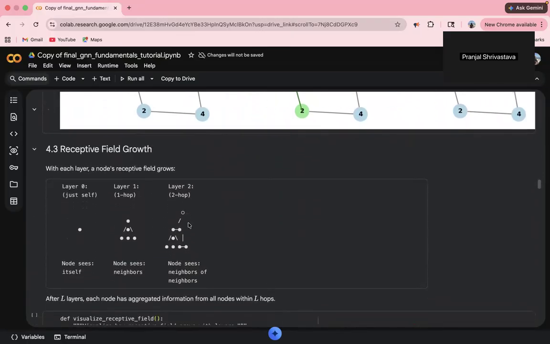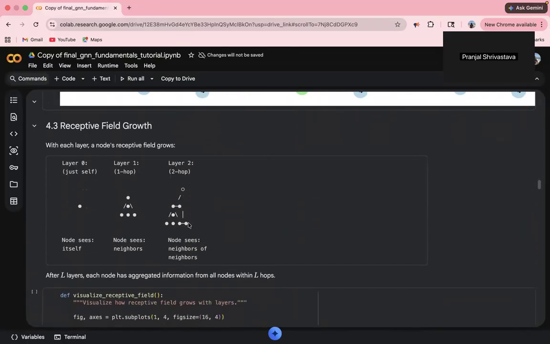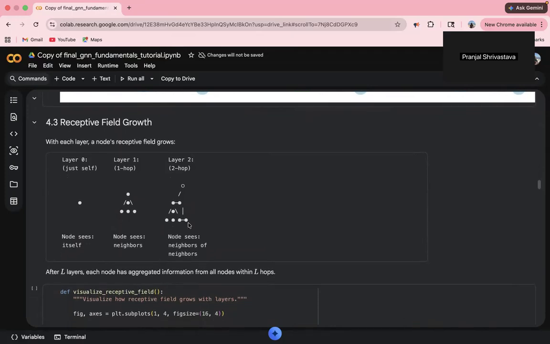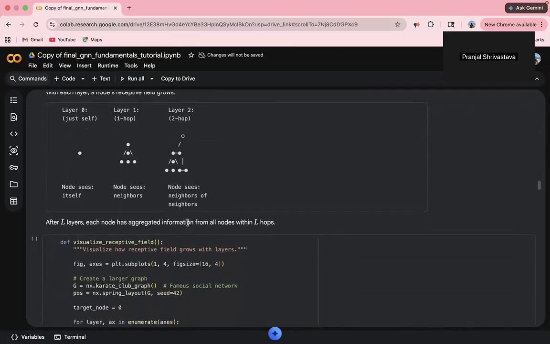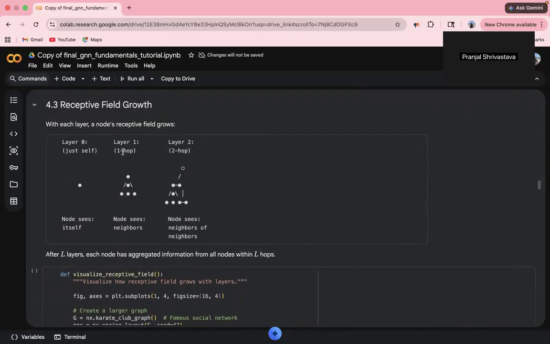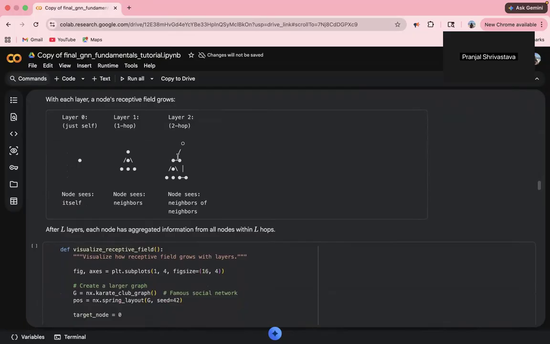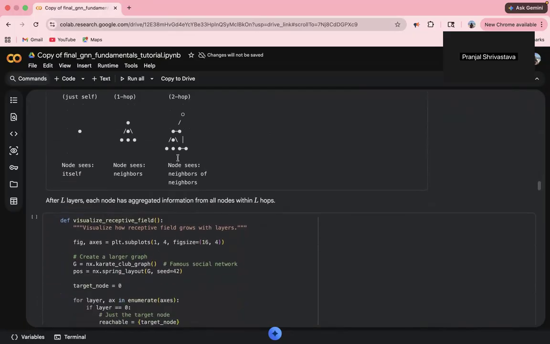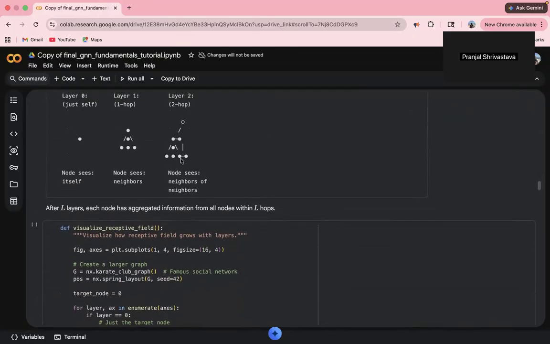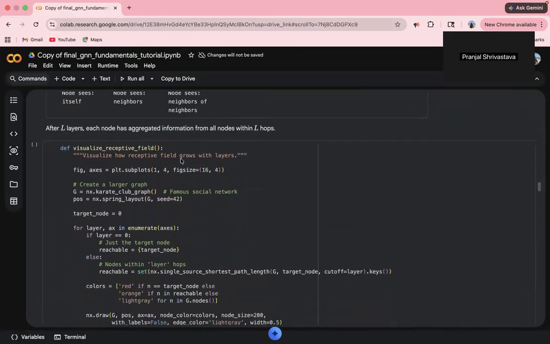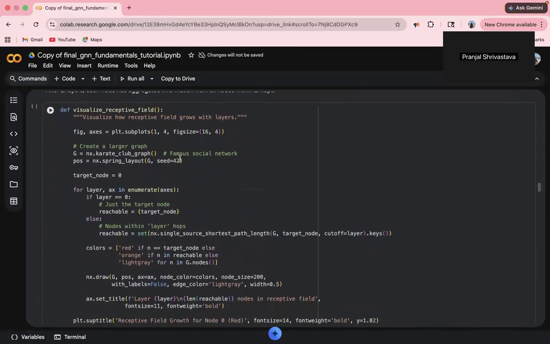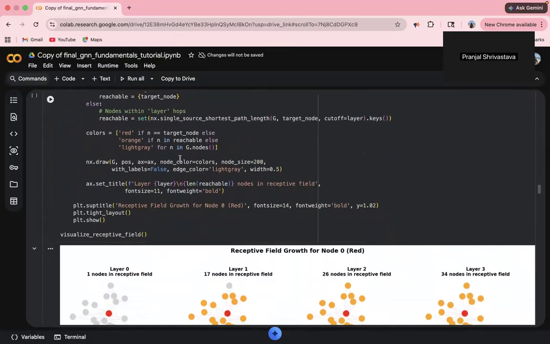Receptive field growth. This is the receptive field growing with depth on the Karate Club social network. At layer 0, node 0 only knows itself. At layer 1, it absorbs its immediate neighbors, shown in orange. At layer 2, it reaches the neighbors of neighbors. By layer 3, it has information from most of the graph. Three layers of message passing gives a node a nearly global view of the network.